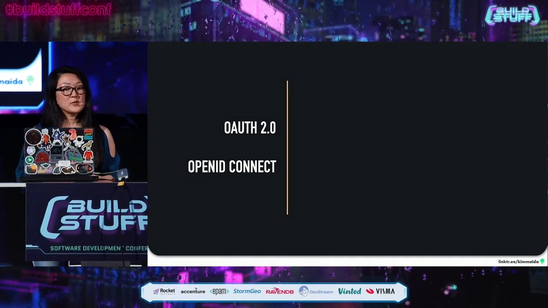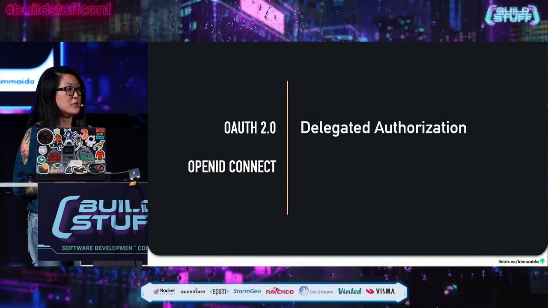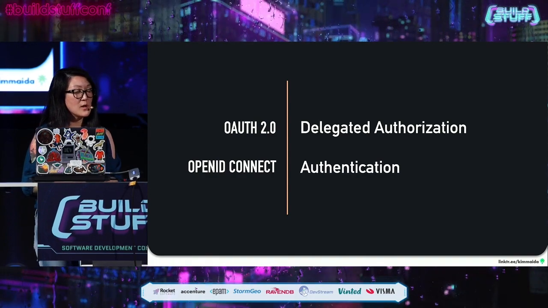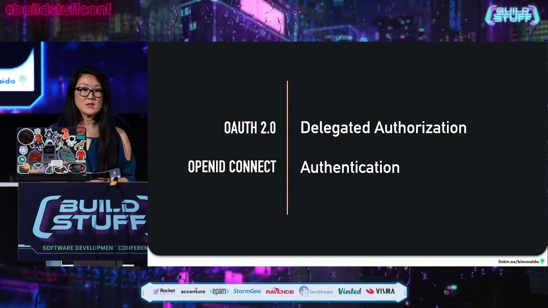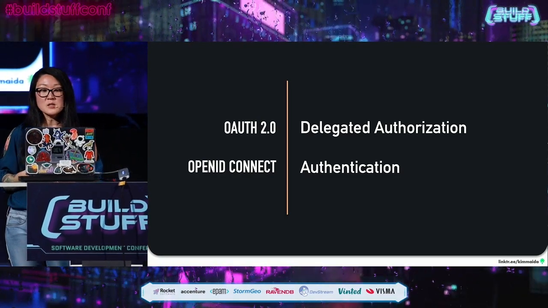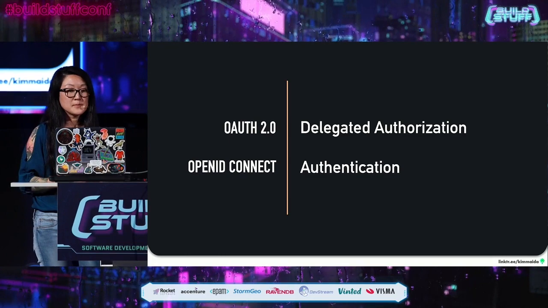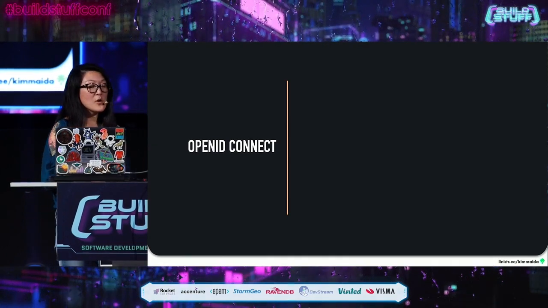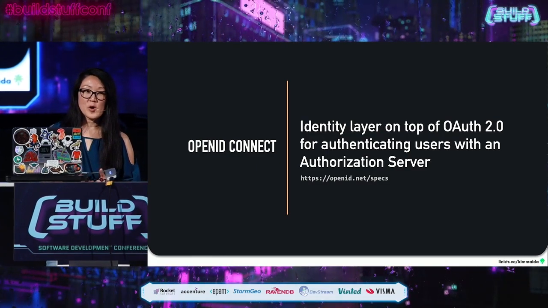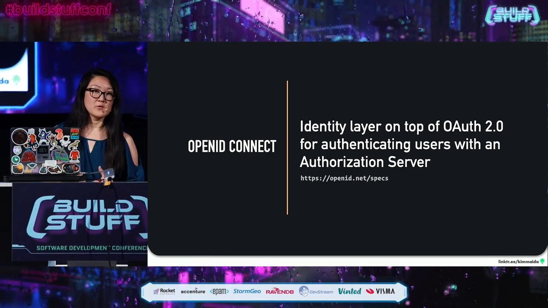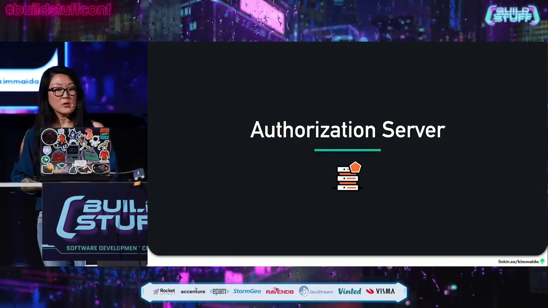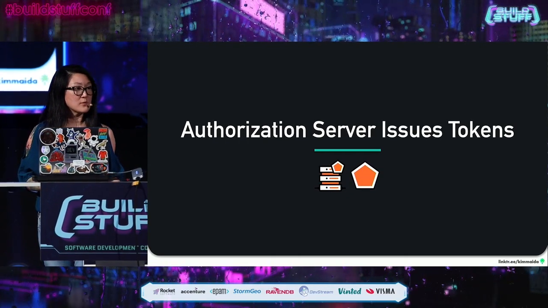Remember, OAuth 2.0 is for delegated authorization. OpenID Connect is for authentication. And it's easy to get these concepts and these specifications confused with each other, especially because their flows and their details are built on the same foundation. So OpenID Connect is an identity layer on top of OAuth 2 for authenticating users with an authorization server. In both specifications, the role of the authorization server is to issue tokens.